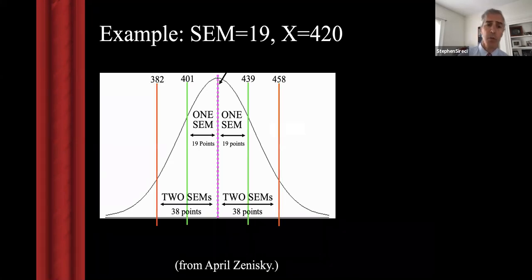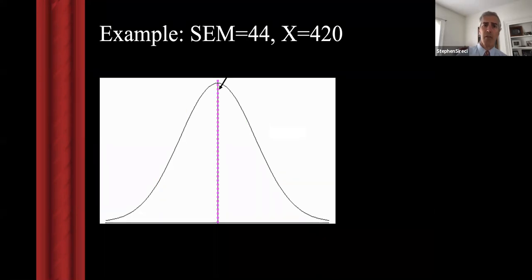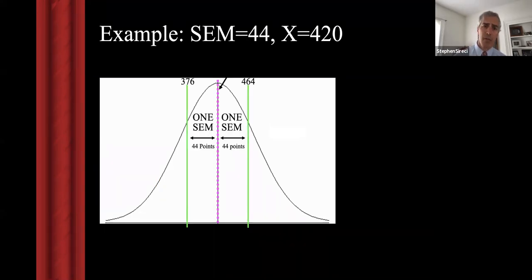If we wanted to go 2 standard errors of measurement, then the margin of error gets larger. Typically, we don't go that far. But if we really wanted to say, well, where's the student's true score likely to be? Let's go 2 standard errors of measurement out. That's a lot. The student's score would be between 382 and 458 in this example. And if the standard error of measurement is larger, then those intervals get larger.